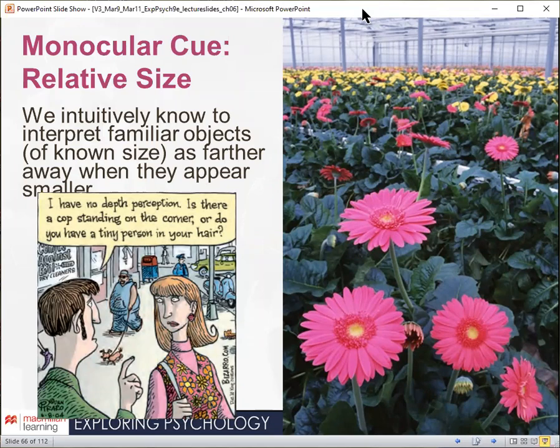The cartoon on the other side too gives a similar example. As the cartoon reads here, I have no depth perception. Is there a cop standing on the corner, or do you have a tiny person in your hair? So we know what size that people are and cops are, and so the idea is that we intuitively understand and make that leap.